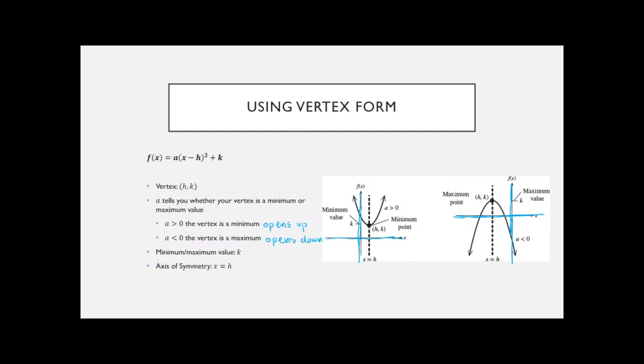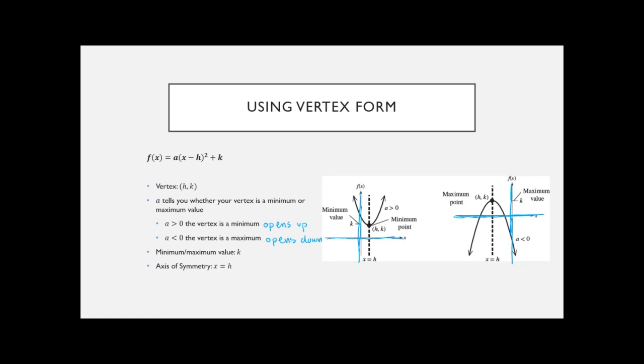When you have vertex form, what's in parentheses, x minus h, whatever you're subtracting, is the x value for your vertex, and whatever you're adding on, the k, is the y value of the vertex. So you can read the vertex directly off of this equation. Then the number in front of your squared part tells you whether it's opening up or opening down. If it's positive, it opens up. If it's negative, it opens down.